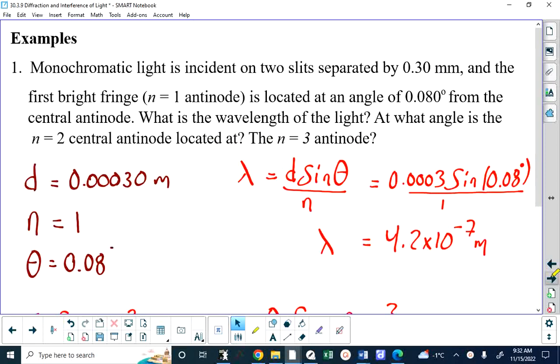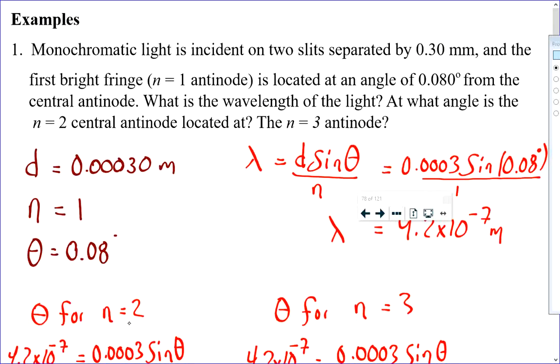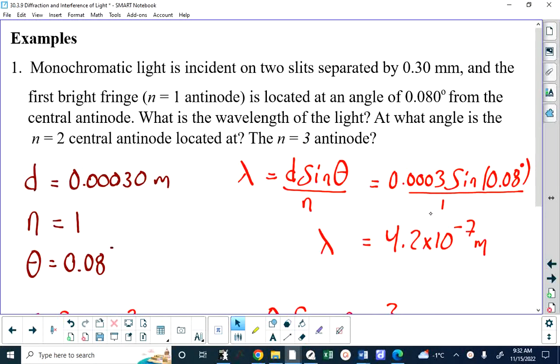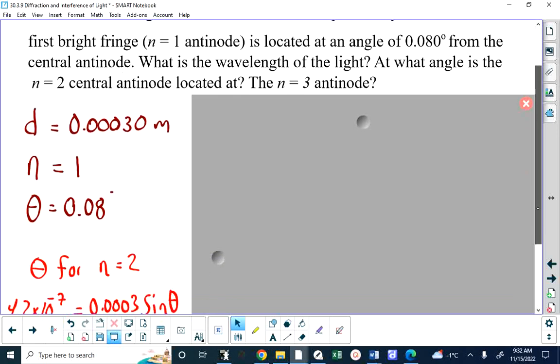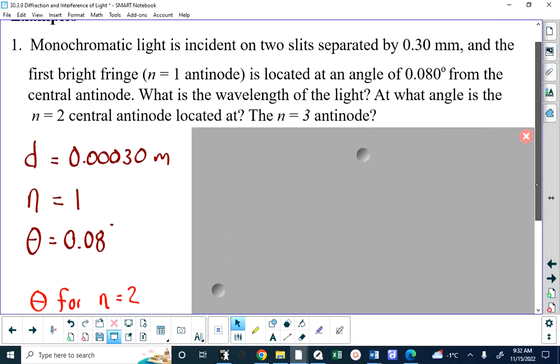So what I had told you is after reading this question, we could decide that d is the distance between the two openings, which is 0.3 millimeters, and I converted that to meters. We're talking about, for the first question in this, the bright fringe at n equals 1, so that's the first bright fringe away from the center. It's detected at a particular angle.